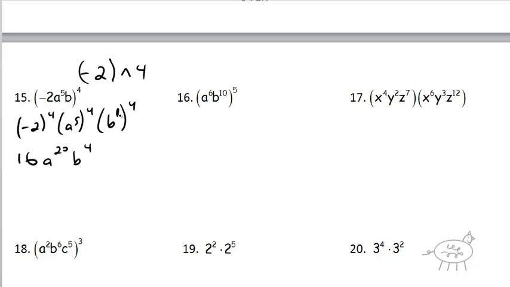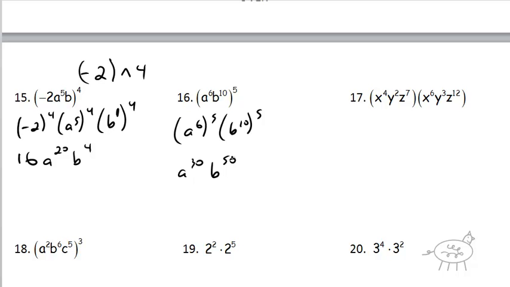Okay, not bad. This next one, I'm going to separate each one. A to the 6th to the 5th power, b to the 10th to the 5th power. So I multiply those exponents. A to the 30th, b to the 50th. Pretty easy, math fans.